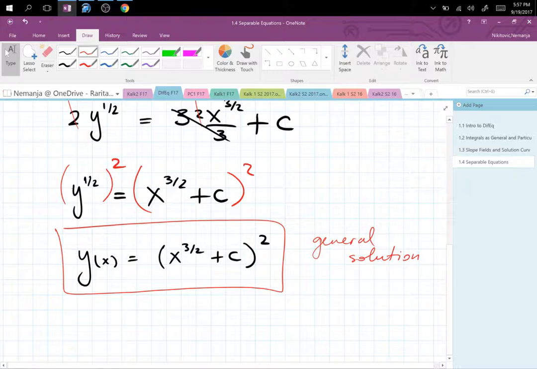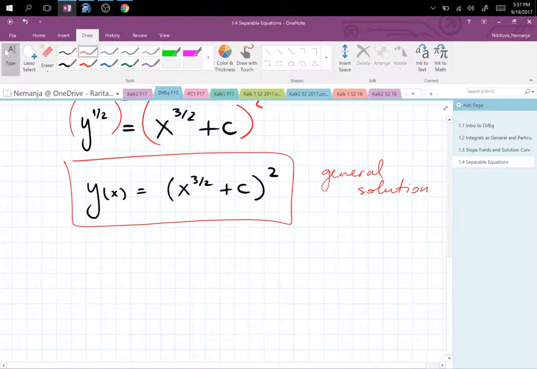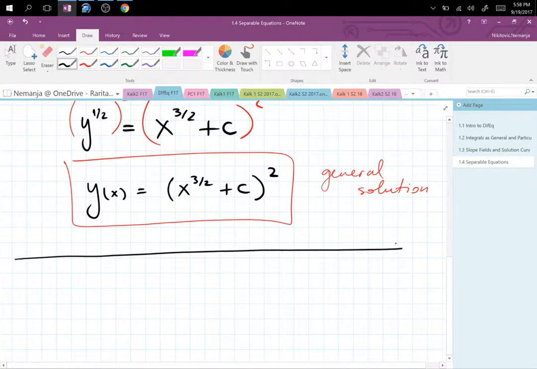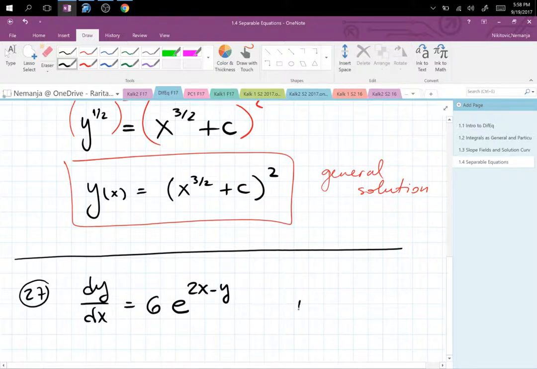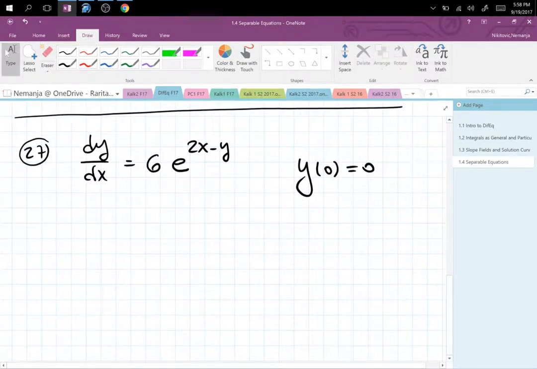Another example. Here's a nice practice for you guys. It's 27. I know how much you love exponential functions. So dy/dx is equal to 6e to the 2x minus y, and we have the initial condition y of 0 is 0. So let's get busy with the separation of variables.